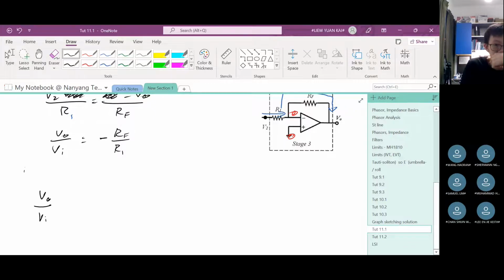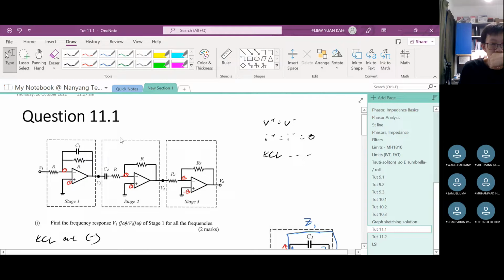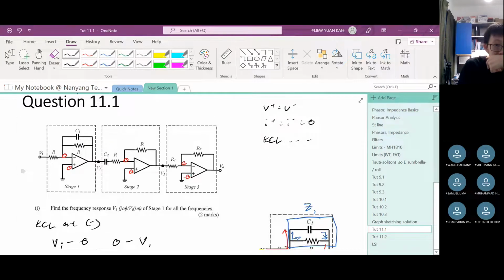In part 1 of the question, we obtained the frequency response of stage 1, right? It is given by V out over V in of stage 1 alone, so that is V1 over V in. And what about stage 2? Stage 2 alone is V2 divided by V1. Then stage 3 alone is V out divided by V2.